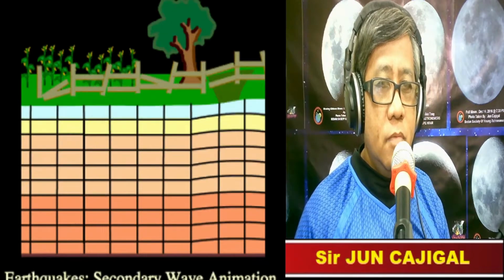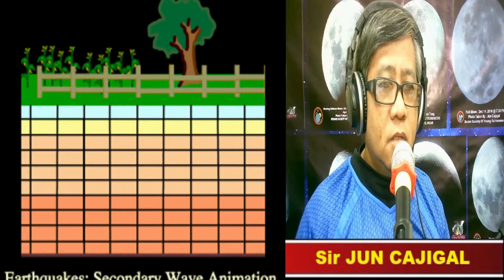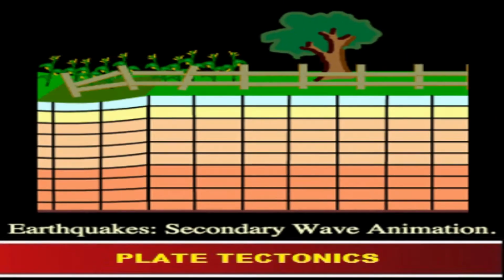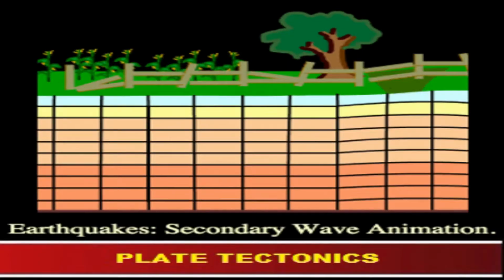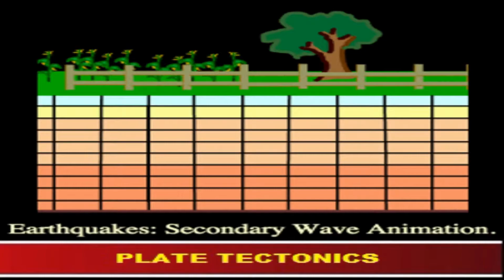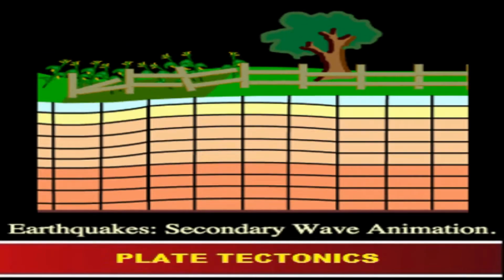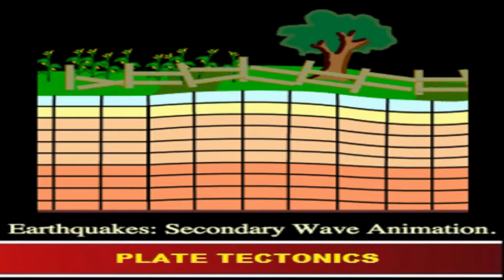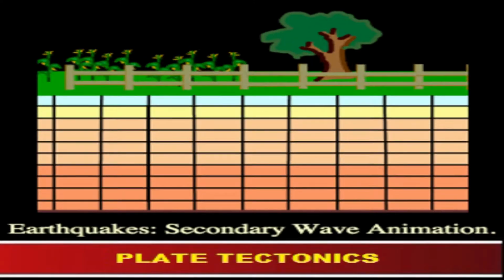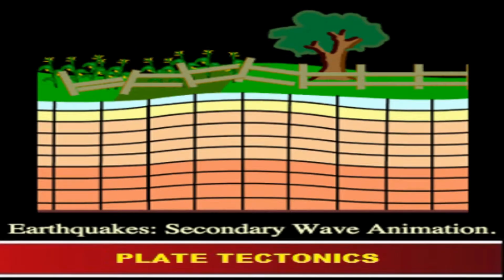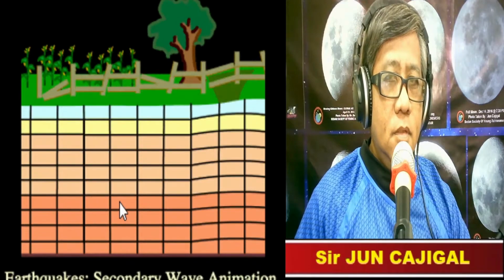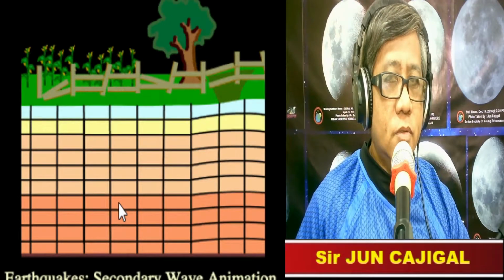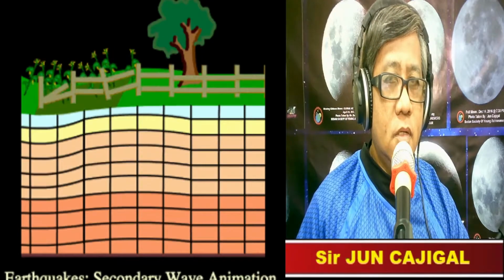Okay, so everybody, kindly take a look at this animated illustration. As the secondary wave moves through solid rock, look at the rock particles. They move up and down or side to side. So that's how we describe the movement of the rock particles as the secondary wave moves through the rock medium. Okay, so that's how we describe the S wave or the secondary wave.